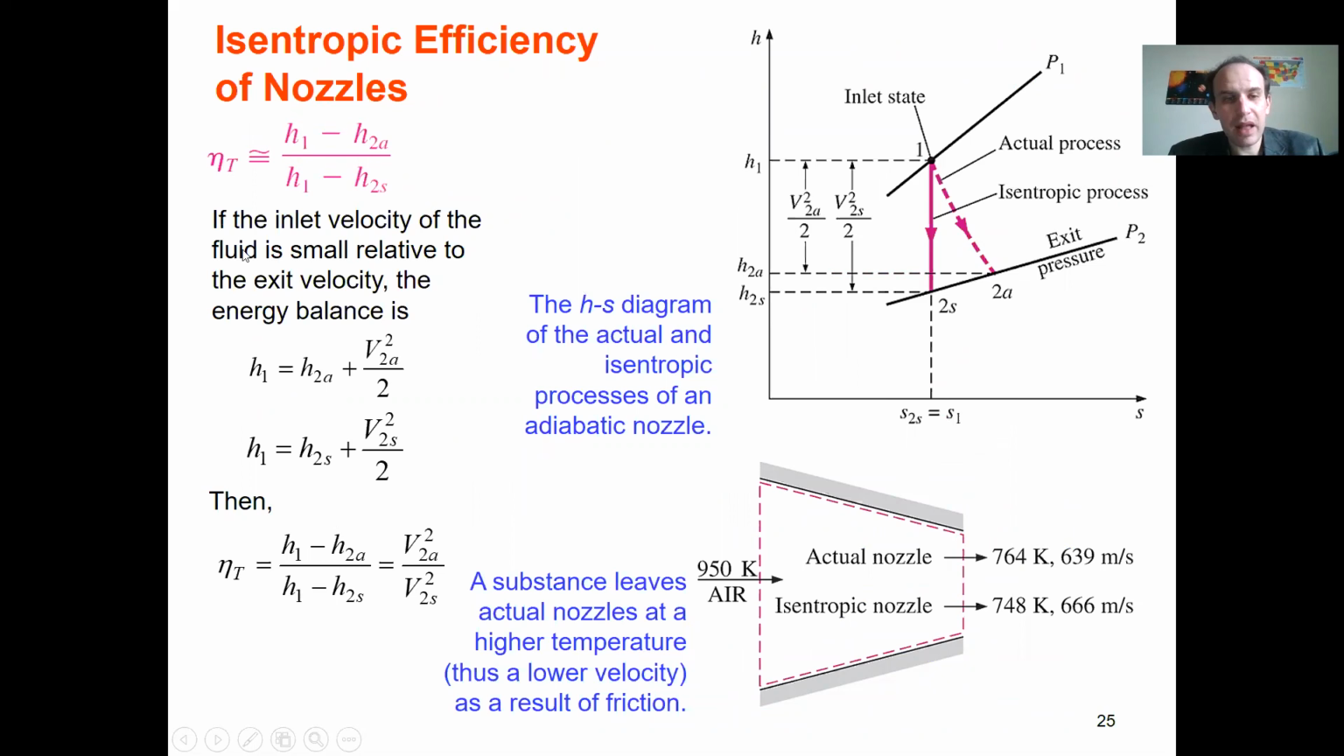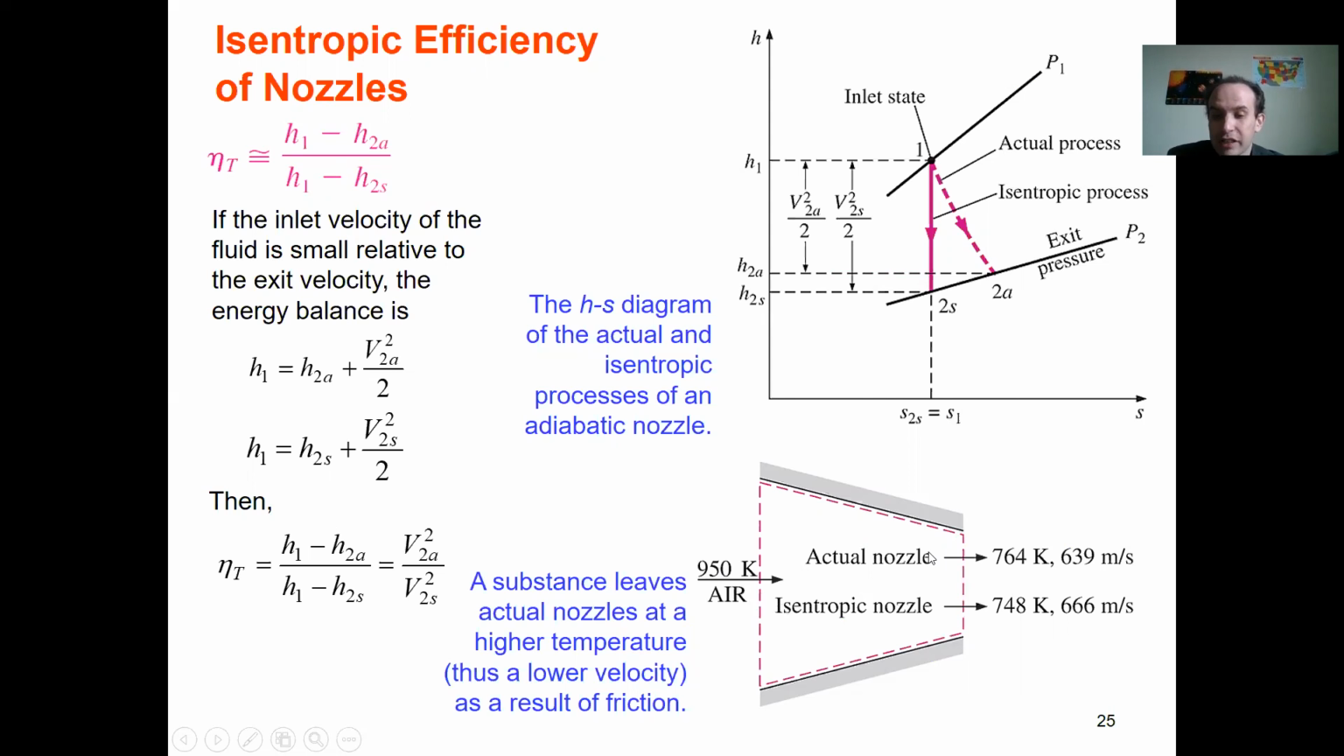So you consider an actual nozzle and a hypothetical nozzle. Assume you have a nozzle like this. This is just an example from your textbook, but it's very illustrative. Assume you have a nozzle and air comes in. Air behaves like an ideal gas. It comes in like an actual nozzle, with, let's say, a hot temperature of 950 Kelvin. And now what may happen?